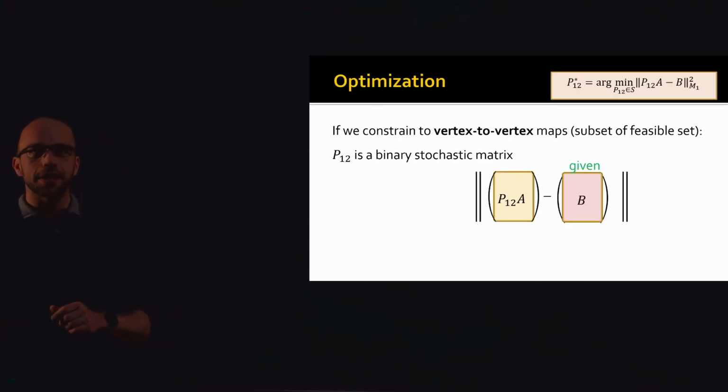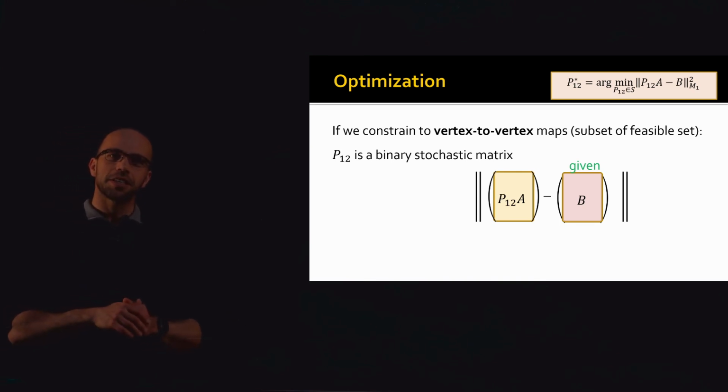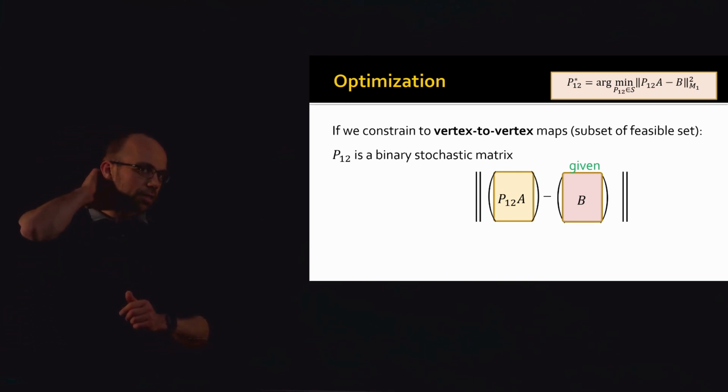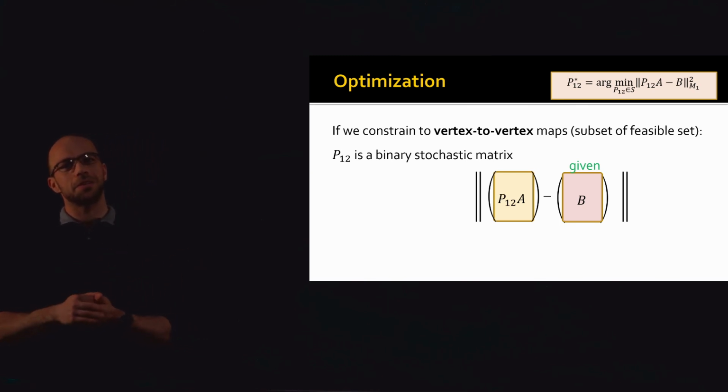So at the end of the day, the optimization algorithm is going to try and leverage this particular fact that if we put different constraints on P12, then really our problem isn't so hard.